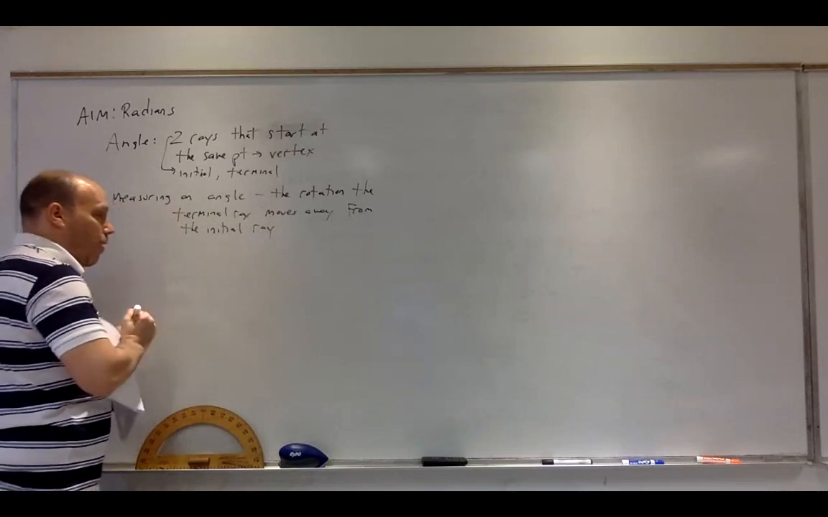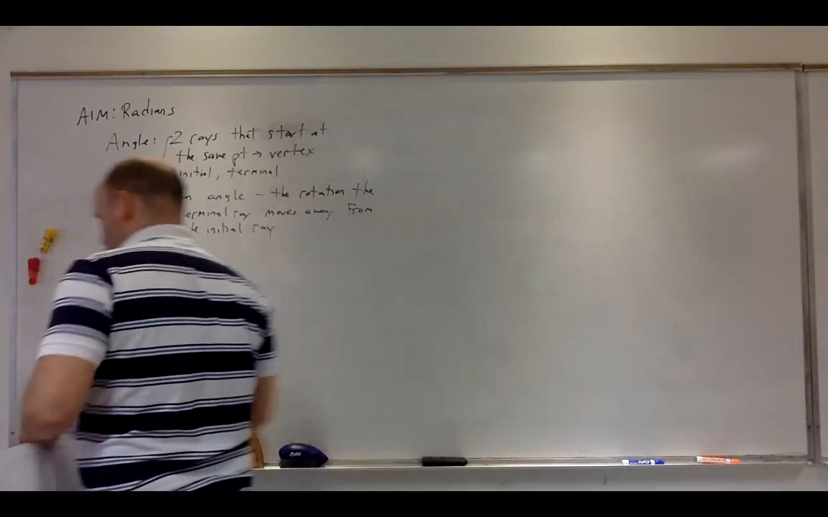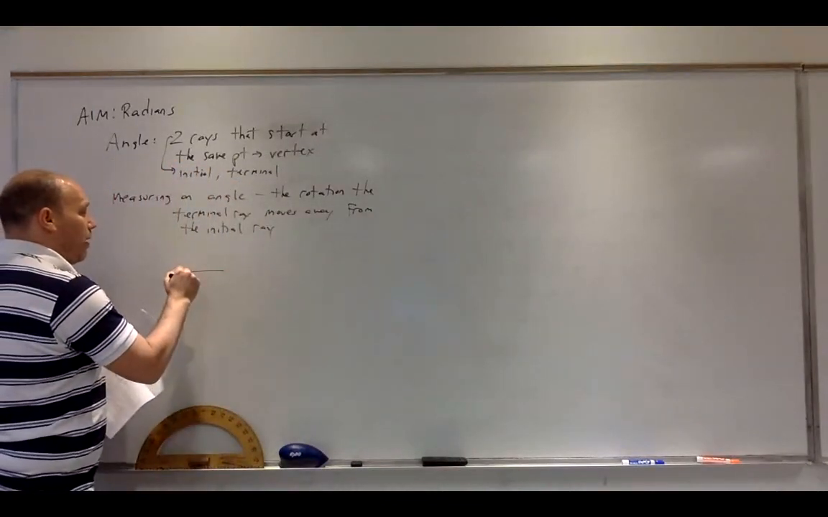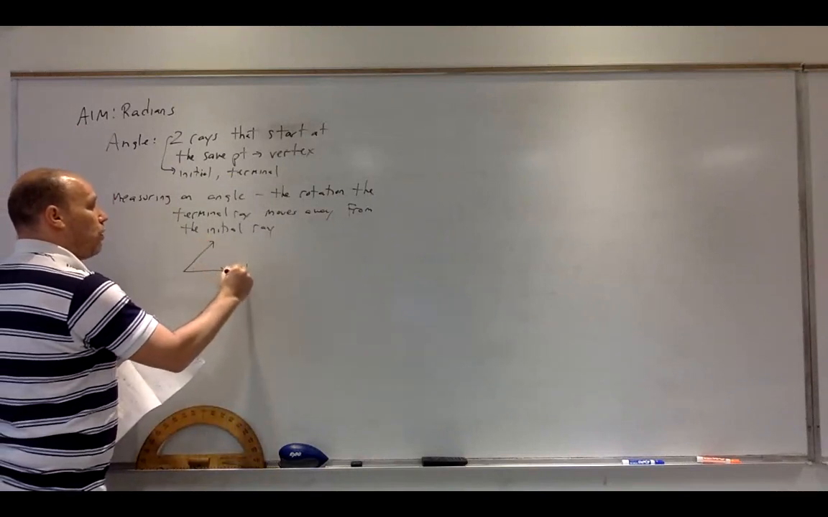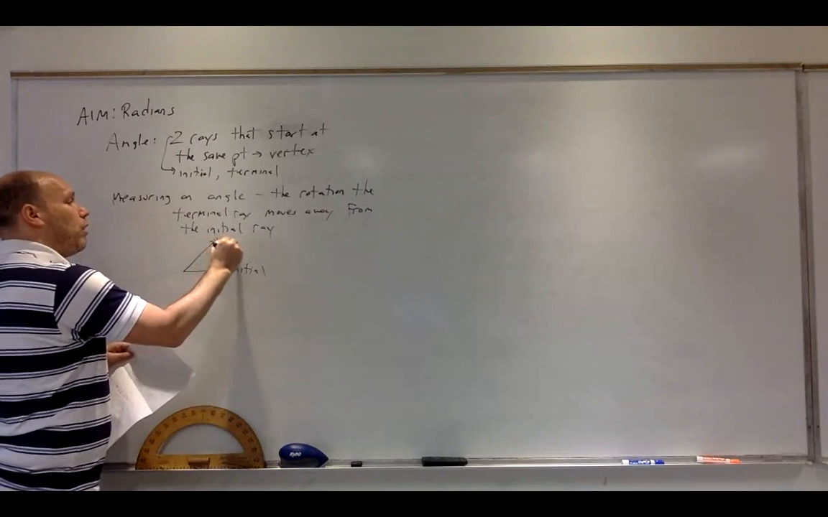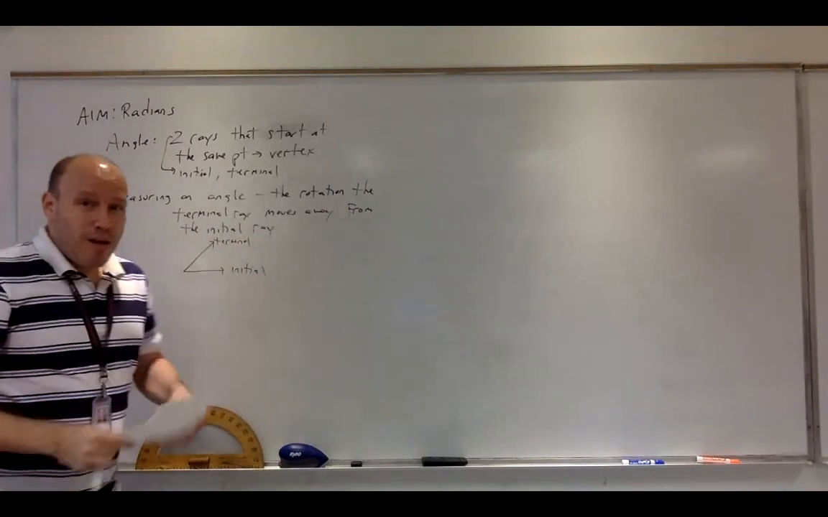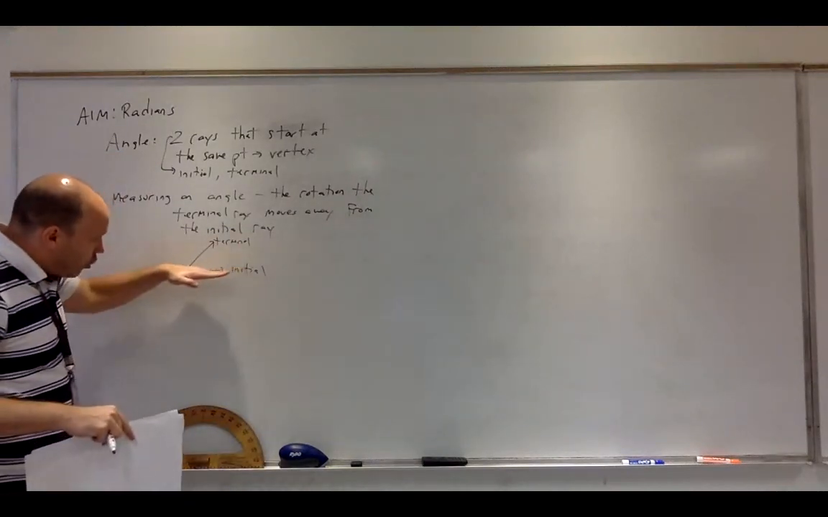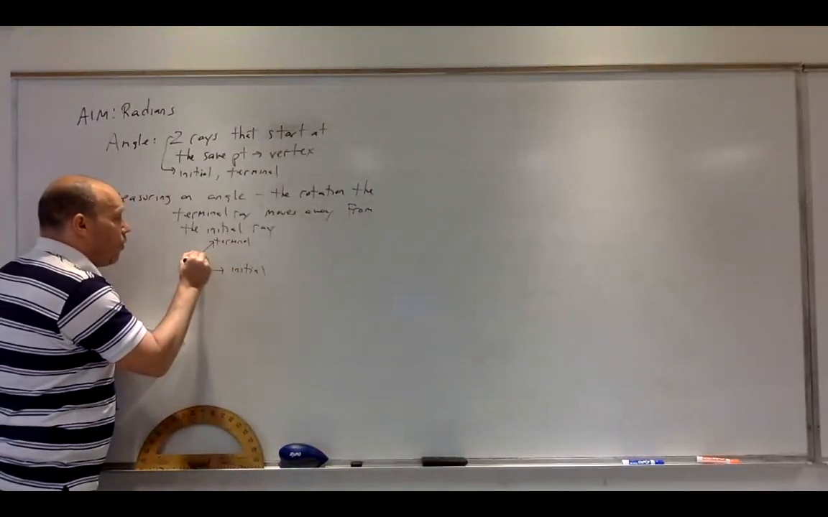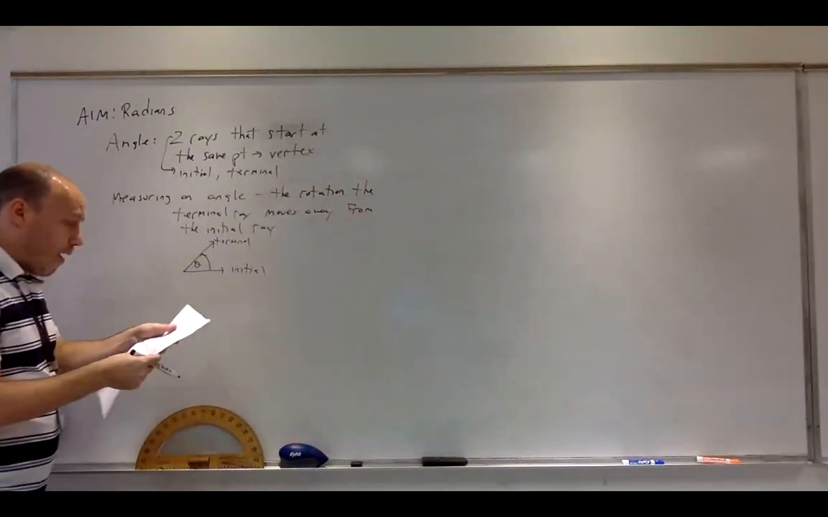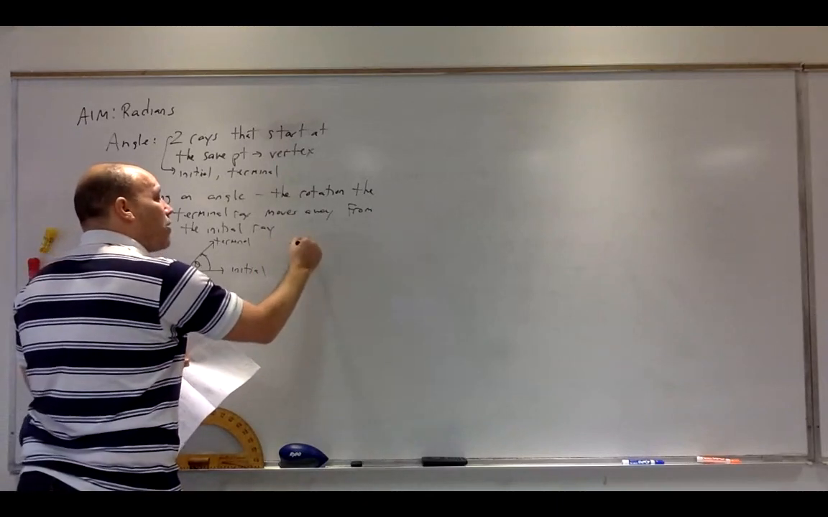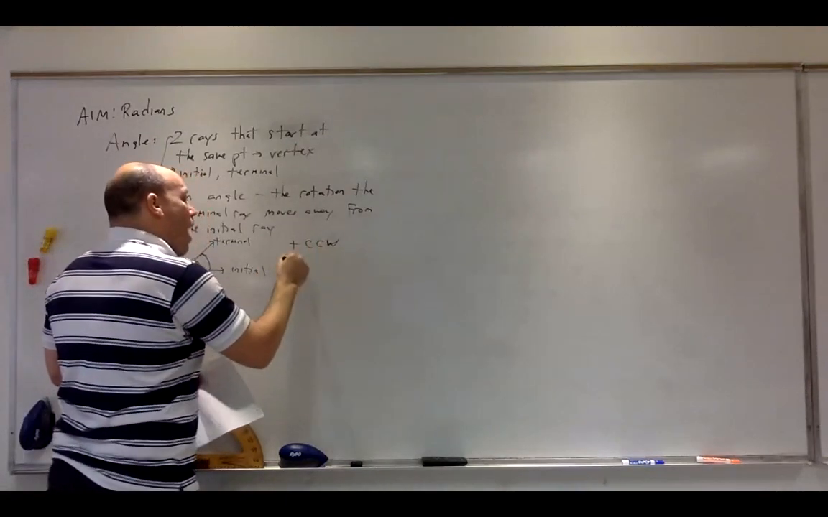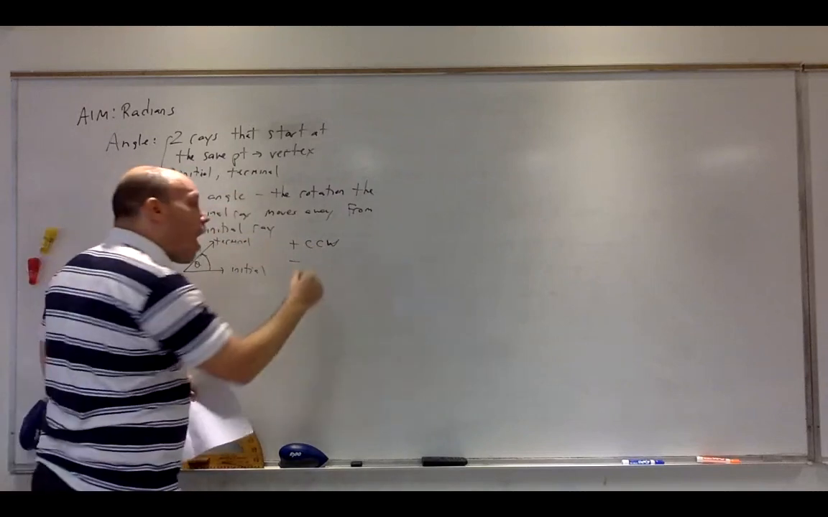Let me get another pen because this is running out of ink. So, for example, here's my initial ray, here's my terminal ray. From when you were a kid and you used the protractor and measured an angle, you put it along the initial, and the idea is that the terminal ray moved away from the initial ray. We're going to call the angle positive if it goes counterclockwise or anti-clockwise, and we're going to say the angle is negative if it's going clockwise.